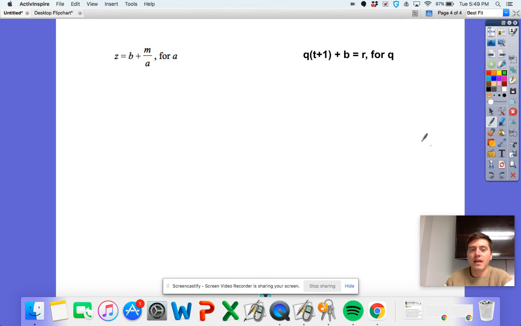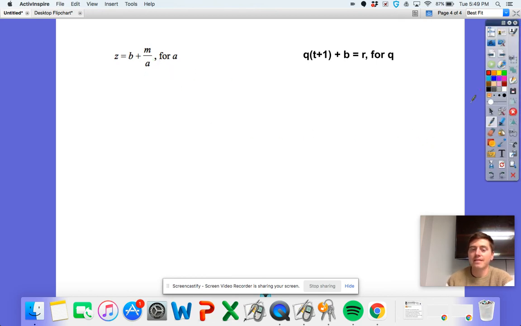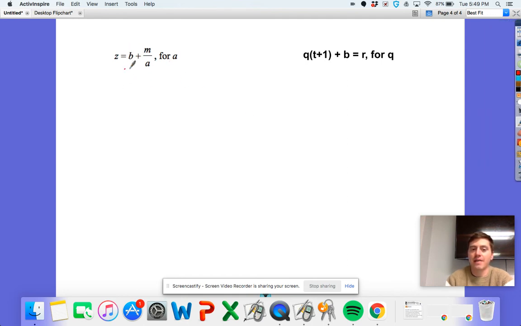Okay, here's an interesting one because A's in the denominator. How do we get it out? First we'll take care of this guy by subtracting him. Since it's a positive B, the inverse of that is subtracting that away. So we have Z minus B equals M over A. Now A's in the denominator. How do we get it out?